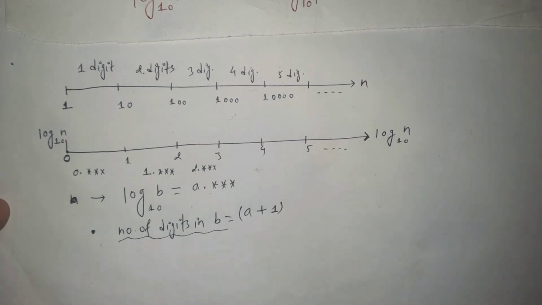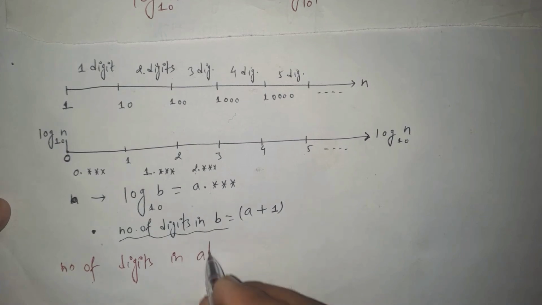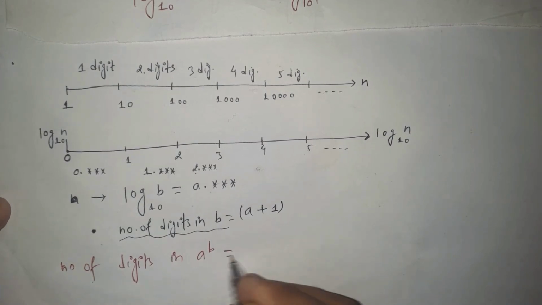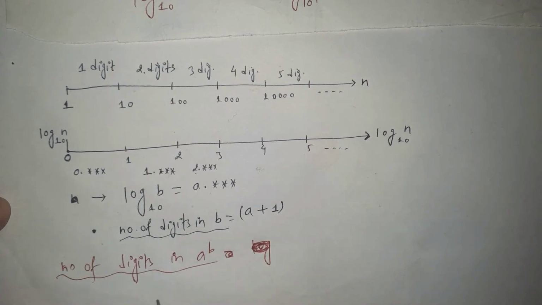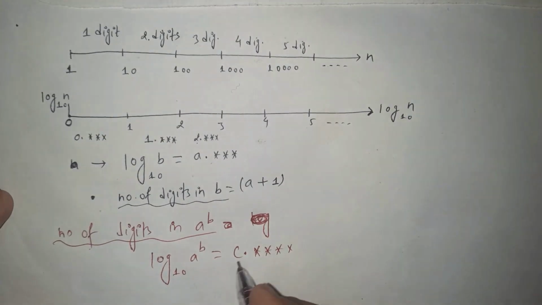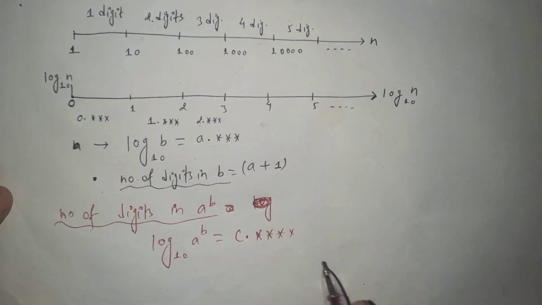Here we calculate the number of digits in a number a raised to the power b. The number of digits in a raised to the b is calculated by taking the log with base 10 of a raised to the power b, and we get a value c point something. Then this c is called the characteristic of the logarithm, and the digits after the decimal are called the mantissa.